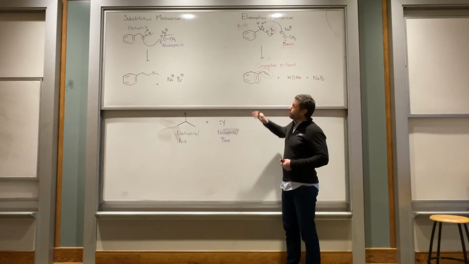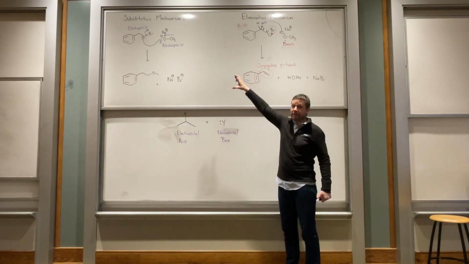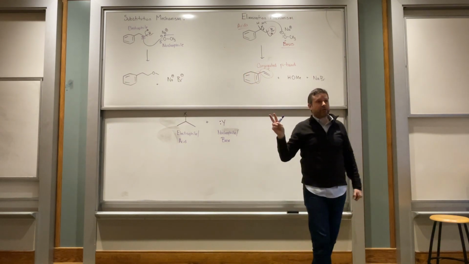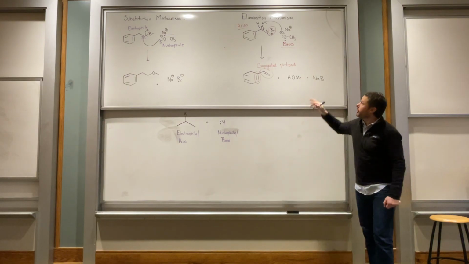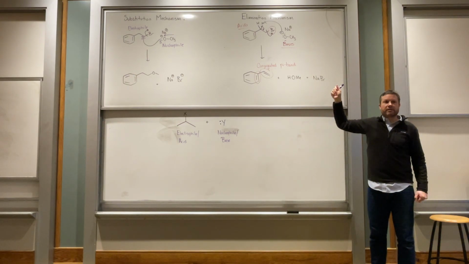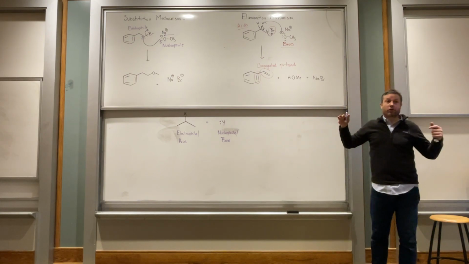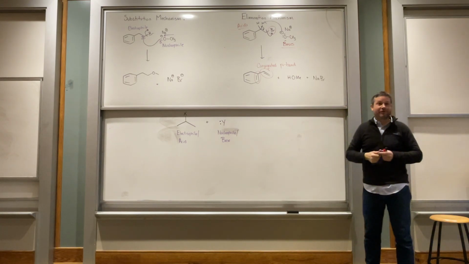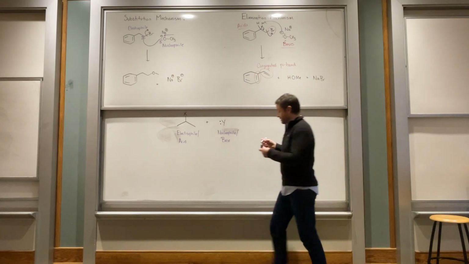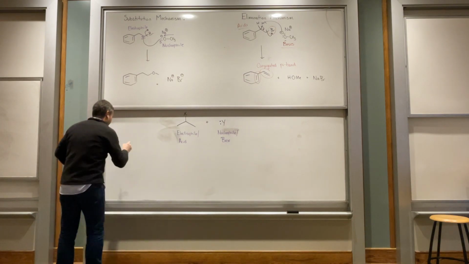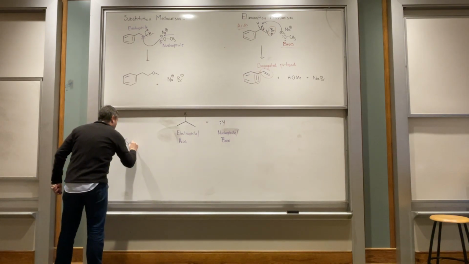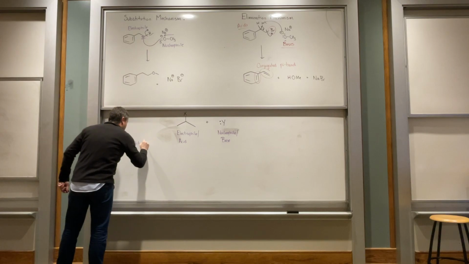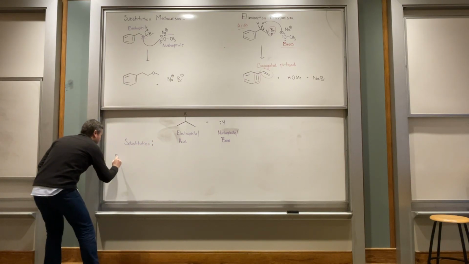And so for the substitution mechanism, there are actually two different mechanisms that we can rationalize. Likewise, there are two different mechanisms that we can rationalize for elimination. Both mechanisms will occur in both substitution and elimination. So there are four different mechanisms that you need to know. They're all relatively easy. So for substitution, we have a mechanism called the SN2 mechanism.